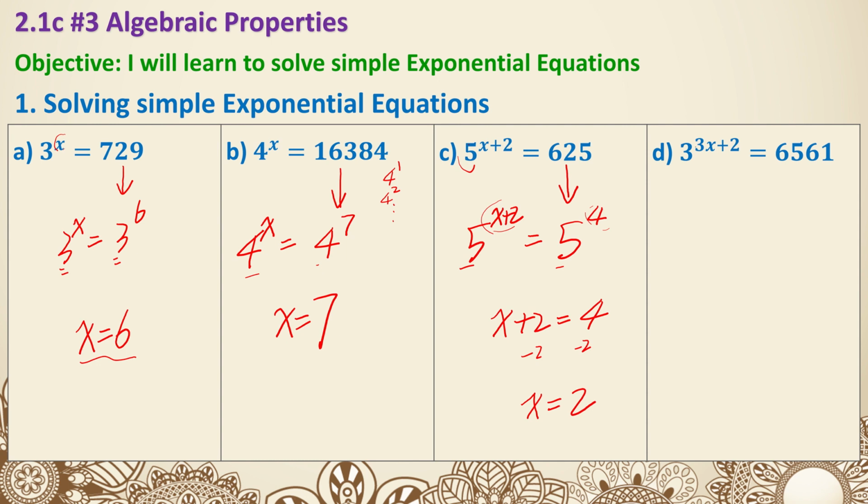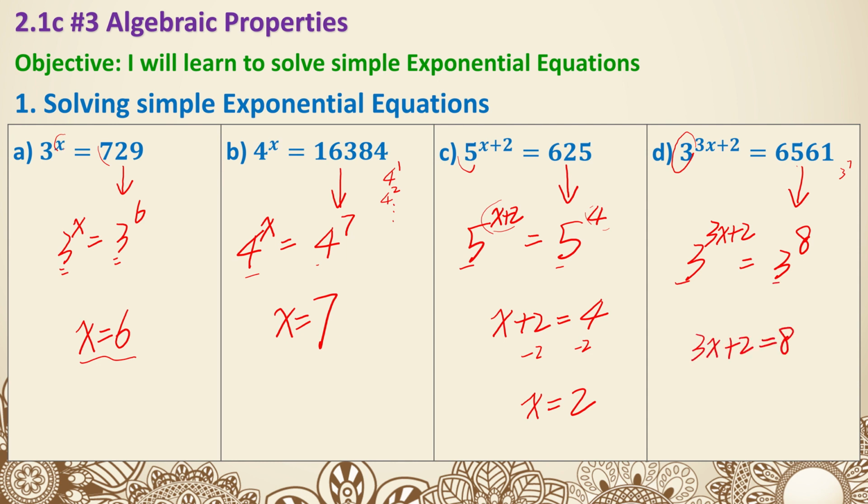D. It's a base 3, so now we need to figure out 3 to the what power is 6,561. If you keep trying, you see 3 to the 6th power is 729, multiplied by another 3 is 3 to the 7th power, until you get to 3 to the 8th power, and that would actually be 6,561. So 3 to the 3x plus 2 power is 3 to the 8th power. They have the same base, which means the exponents have to be the same.